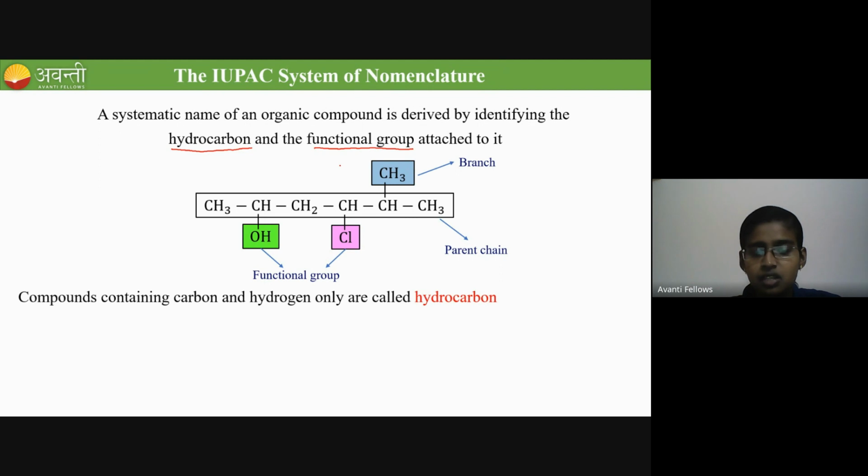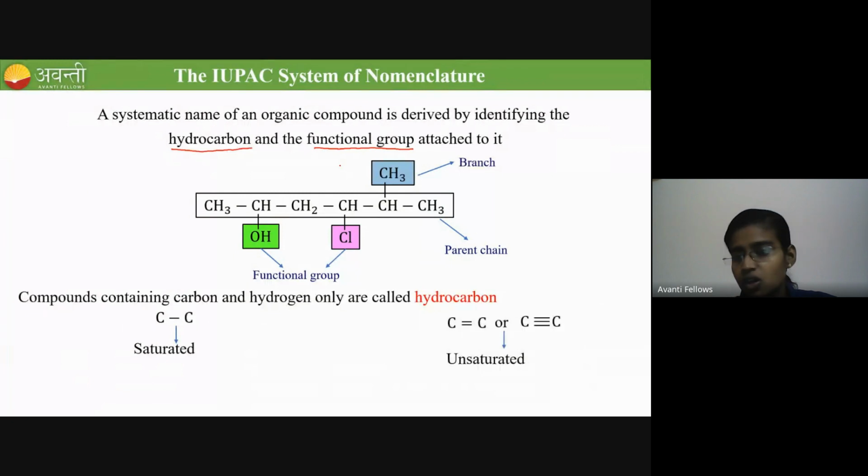Okay. And the compounds containing carbon and hydrogen only are called hydrocarbons, as we all know very well. And by identifying the functional groups and the substituents attached to the parent chain, you are able to get the name of the given organic compound. Okay. So if you have only carbon-carbon single bonds in your molecule, then it is called a saturated hydrocarbon. If you have a carbon-carbon double bond or carbon-carbon triple bond, then it is called an unsaturated hydrocarbon. Okay. Unsaturated system. Got it? Unsaturated means you can still do the reaction.